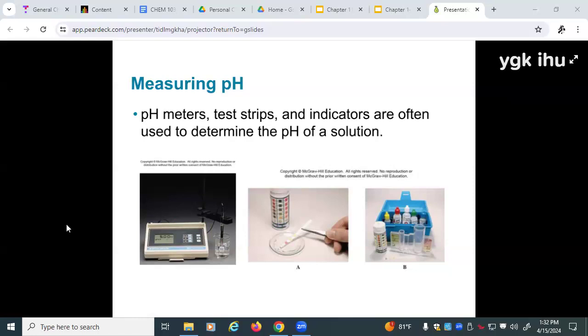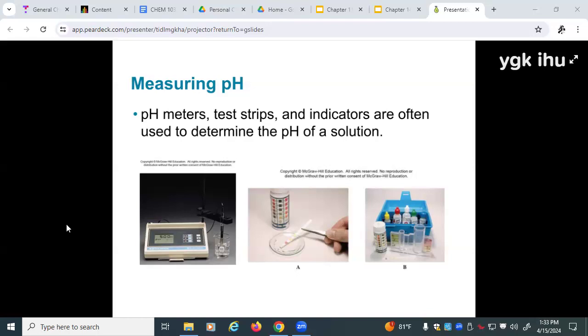Okay, so one of the things that you're going to be doing is using test strips and litmus indicators to help you identify acids and bases. And that's what these are, dyes basically that are pH sensitive. So if pH goes up to a certain level, it changes to one color. If it goes down to a certain level, it changes to a different color.